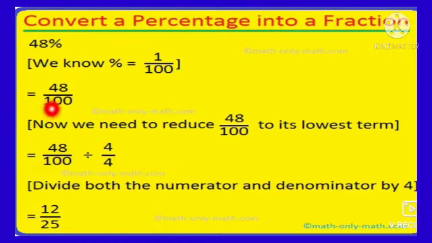Here, for example, 48% is given. To convert the given percentage into a fraction, we know that 1% is equal to 1 by 100. So 48 by 100. Simplifying, we get 12 by 25 as the fraction in lowest terms.